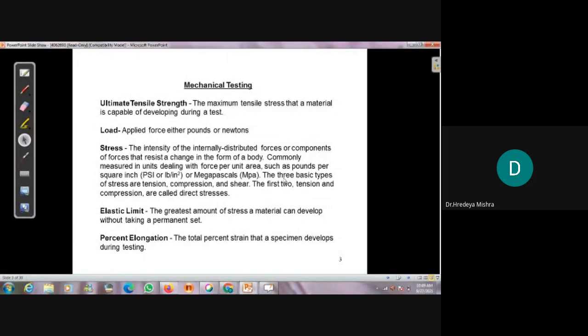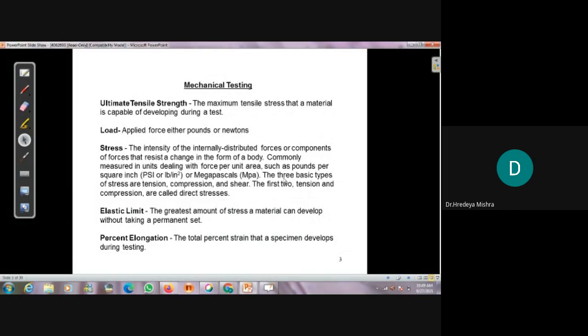But what happens? We apply the tensile force, then tension will occur. And we apply the compressive force, then compression will occur. So compression and tension will be direct stress. Okay, elastic limit. I already told you what the elastic limit is.